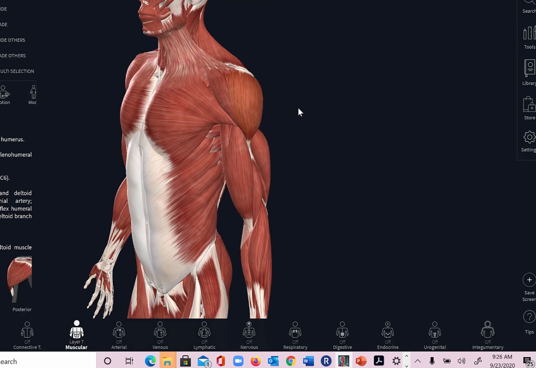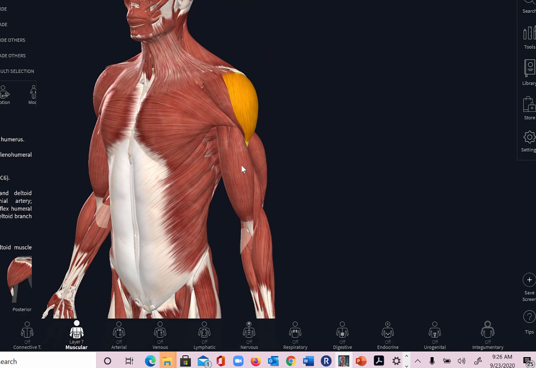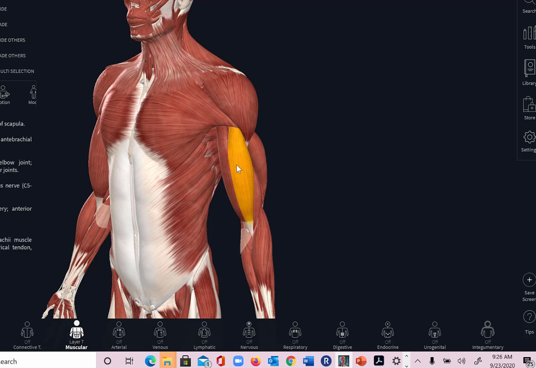Now, the next muscle I want to highlight is the biceps brachii. And again, biceps tells us it's named for the number of origins it has. It has two heads, two origins. One of its origins is the supraglenoid tubercle, found within the glenoid cavity of the scapula, and the coracoid process of the scapula. The biceps brachii inserts on the radial tuberosity, and this means its action is flexing the forearm, but also supinating the forearm.